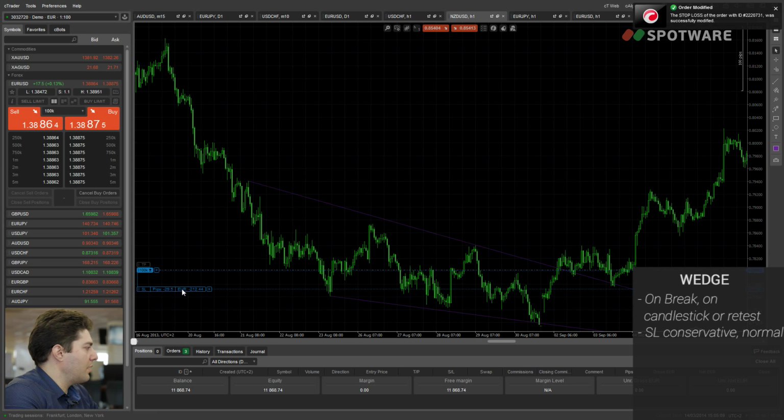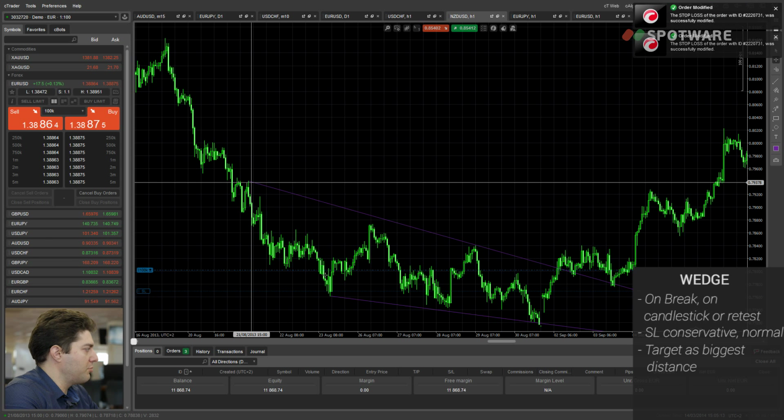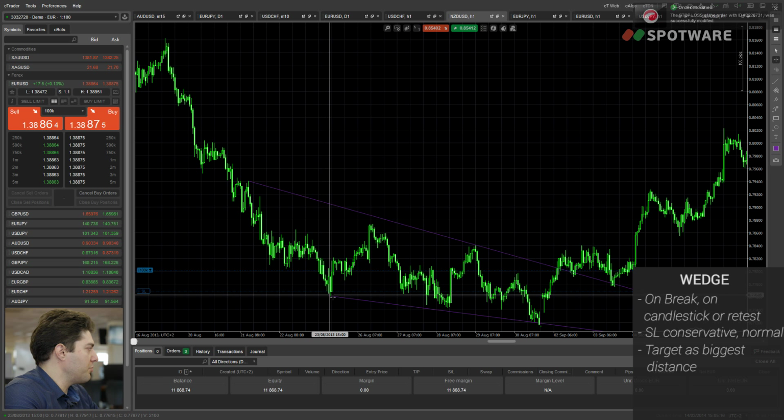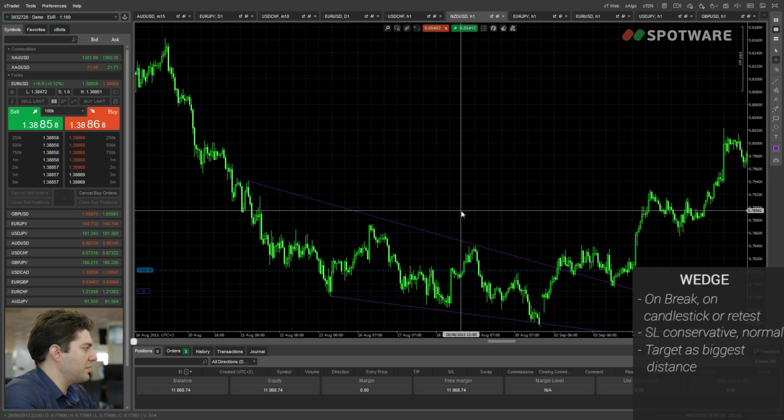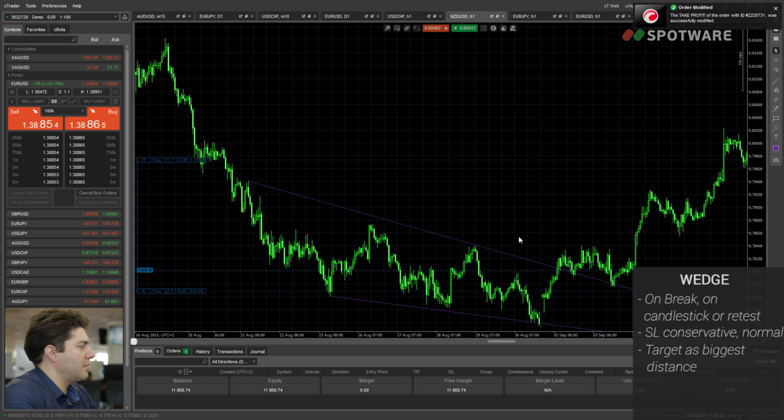Our stop loss is conservative, like here or here, less conservative on the bottom. And the take profit that we want to get is the biggest distance between these two lines. So if we measure this distance, it's 175 pips. So we're going to place our take profit at 170, and that's the trade. That's how we trade the wedge. If it was an uptrend, the wedge would be going upwards, not downwards. So that's it about reversal patterns.